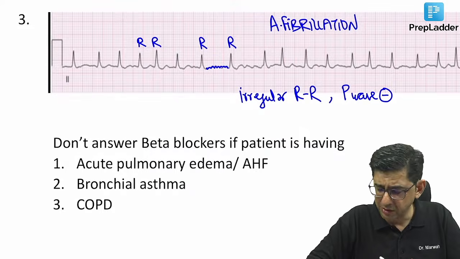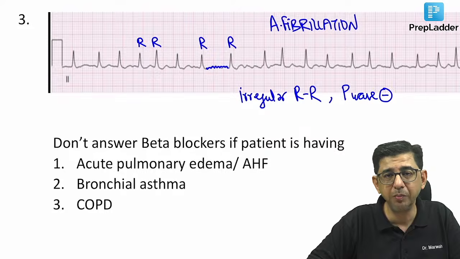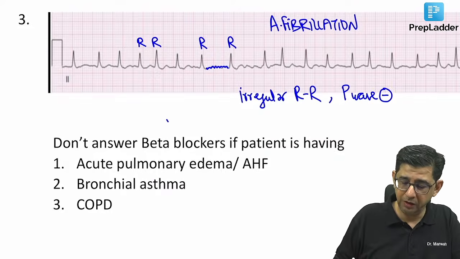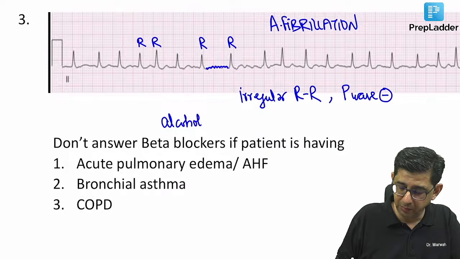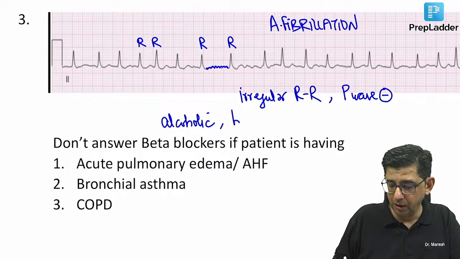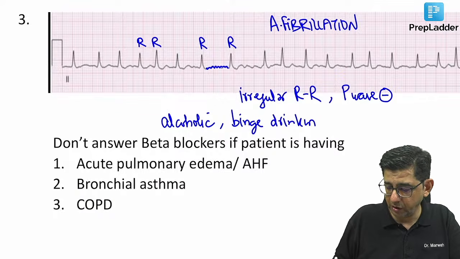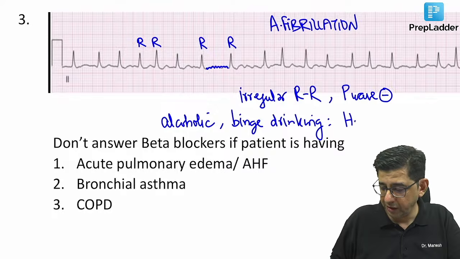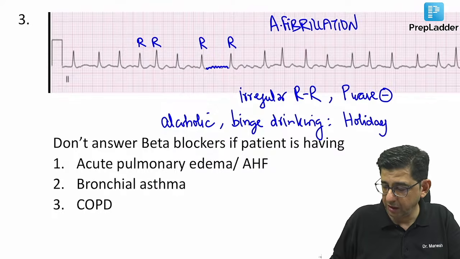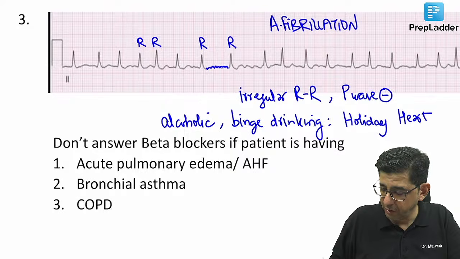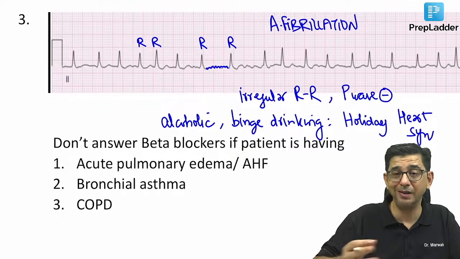And for this question, irregular pulse would be given most of the time. The clinical scenario given in this particular ECG will be of an alcoholic who goes to a party where he does binge drinking, and then he ends up with what is called holiday heart syndrome. Now, the trick in the question would be that he can ask you the following possibilities, which I want you to understand.